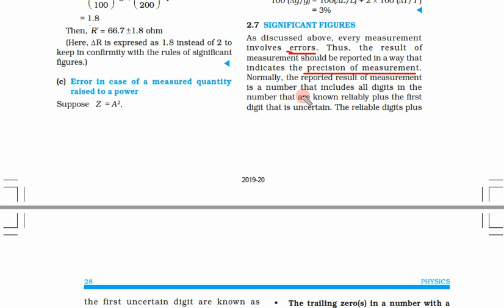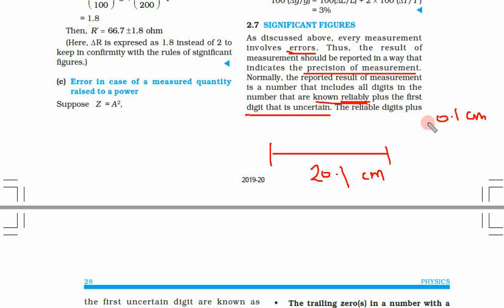Normally the reported measurement in a number includes all the digits of the number that are known reliably plus the first digit that is uncertain. So what is the meaning of this line? Suppose we are measuring this same distance. This is 20.1. Okay, so we are measuring with a meter scale. So what is the least count? 0.1 centimeter, and we are saying this is 20.1 centimeter. So again, what is the least count that we can read with a meter scale? 0.1. So this can be 20.1 plus minus 0.1 centimeter.